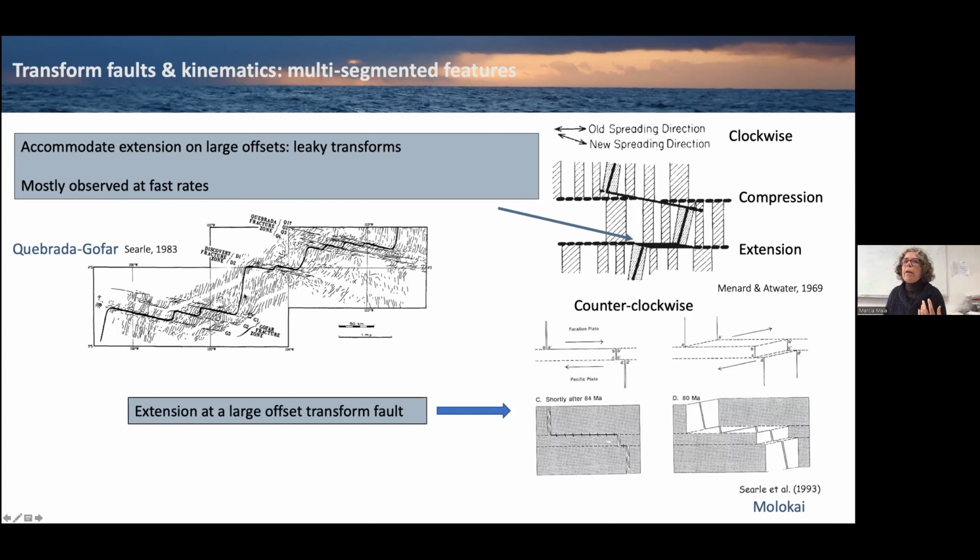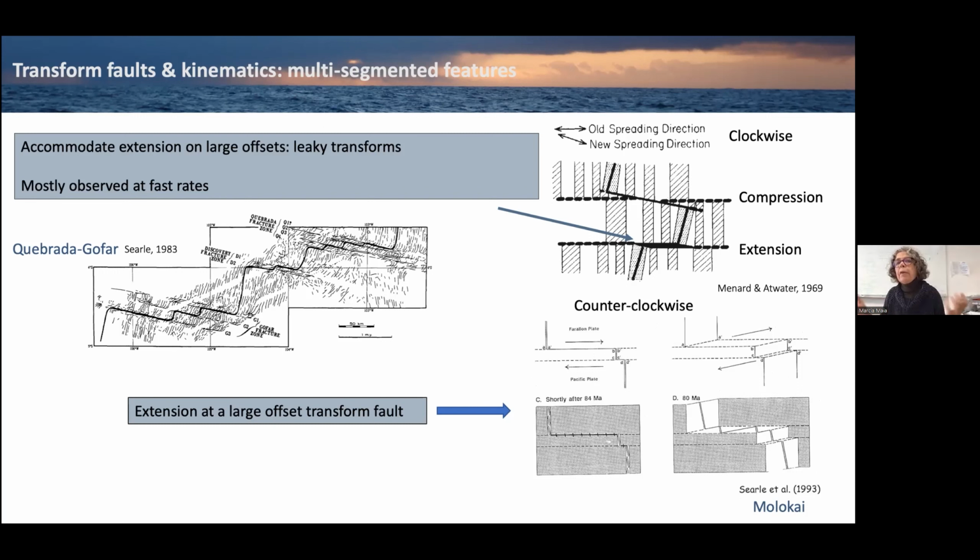These are very commonly observed on fast rates along the East Pacific Rise. One classical example is the Quebrada Gofar system, which was first studied by Searle, and he proposed that it was a response to a change in plate motion that created a series of small intra-transform segments in Gofar and in Quebrada and in the Discovery transform fault systems.